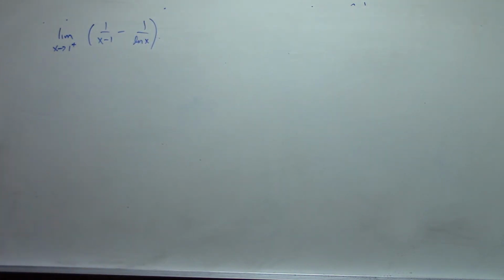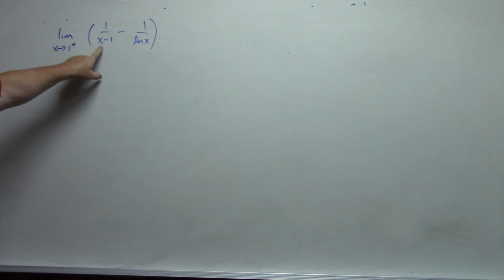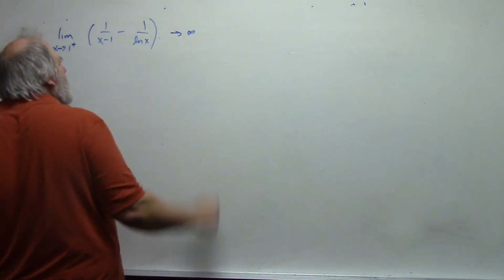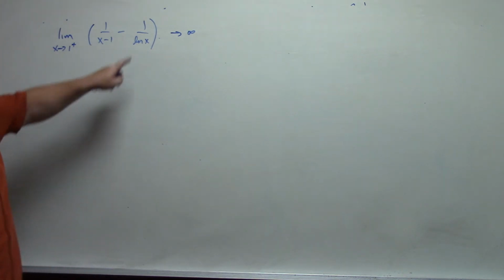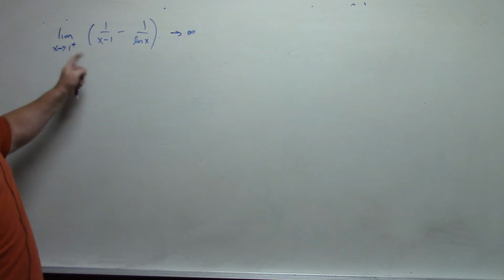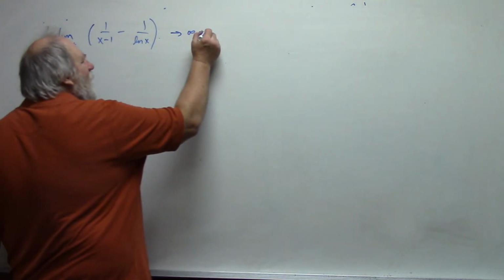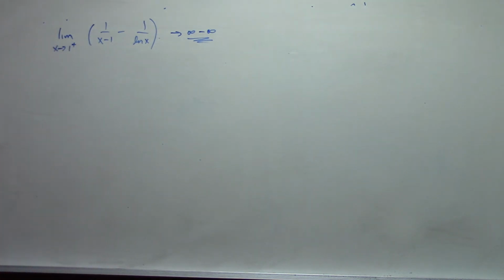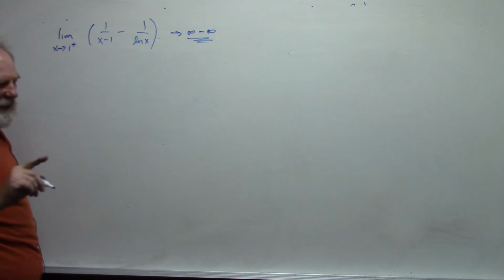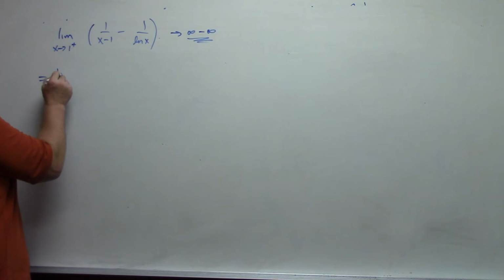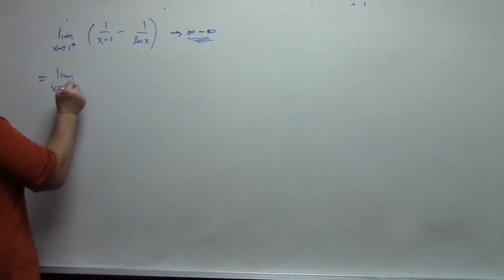As x approaches 1, this denominator is approaching 0 from the positive side, and so this is approaching positive infinity. The natural log of 1 is approaching 0, again from the positive side, and so this is an infinity minus infinity form, indeterminate. For this, I cannot apply L'Hopital's directly at this point. I have to change this algebraically. So let's do some algebra.